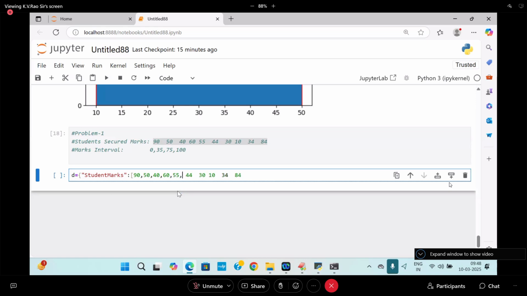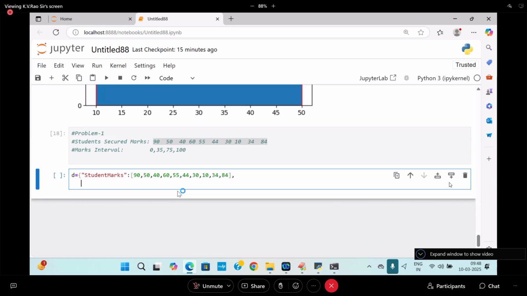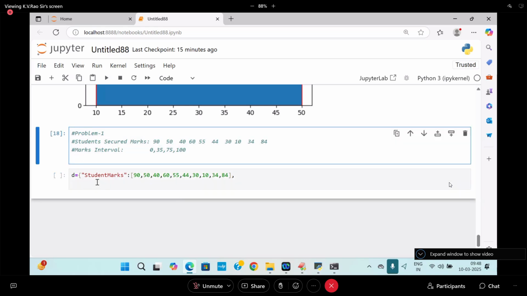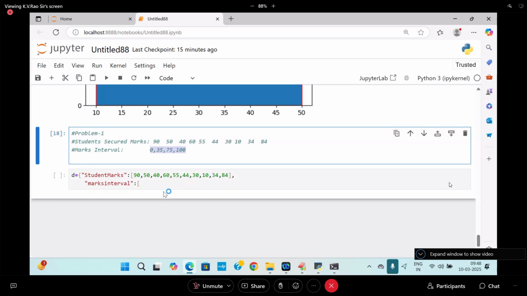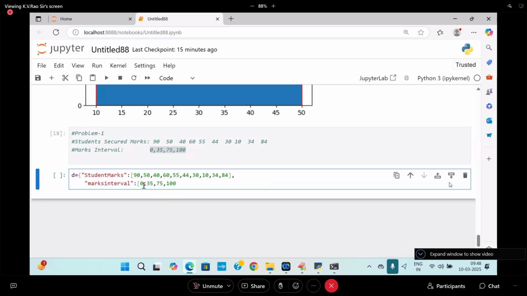Here I'm going to take up 30, and you will be taking like this and like this. Okay. Next I will take marks interval. Marks interval, that is called marks frequency. This is my frequency of values.